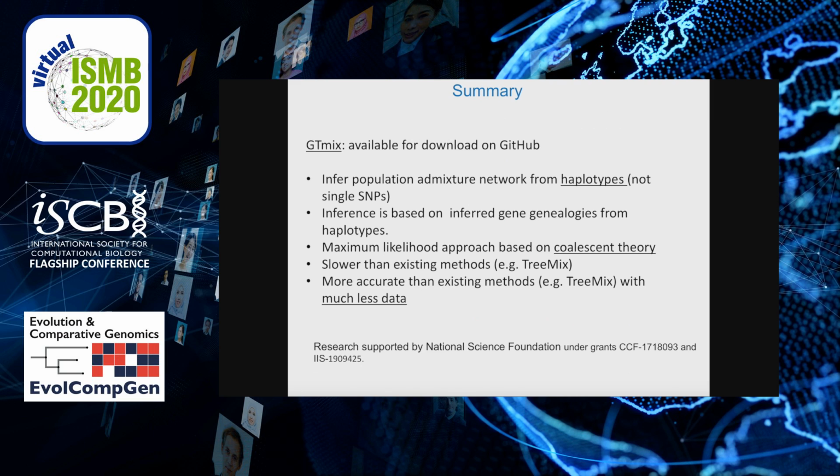Now, a summary. In this talk, I described the approach called GTMX, which infers admixture networks from haplotypes, not single SNPs. Results show that GTMX, our new method, outperforms existing methods. Even though it is slower, it is more accurate than the existing methods.